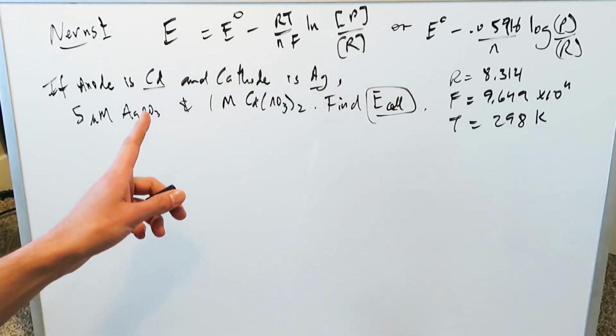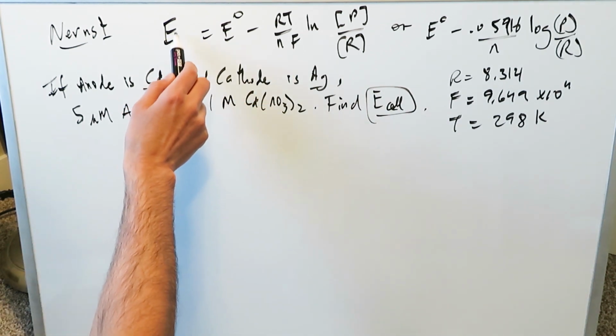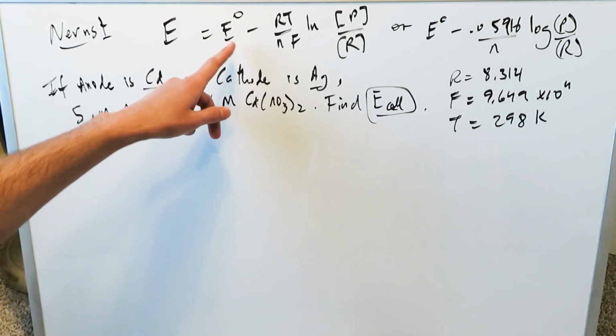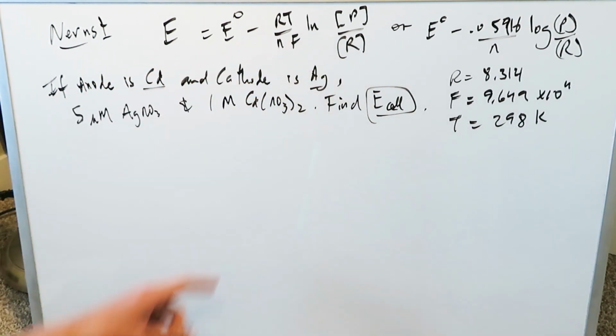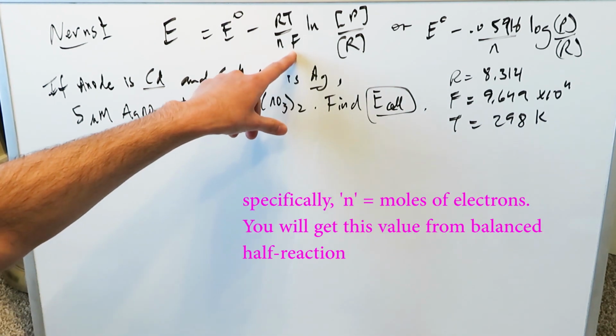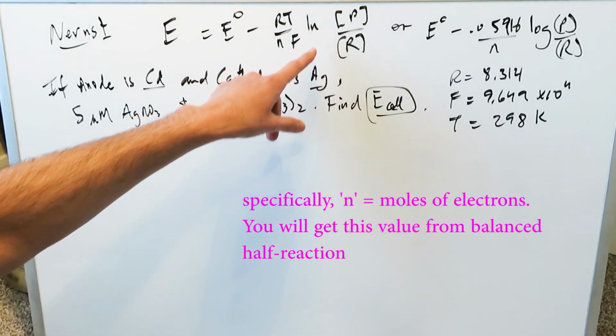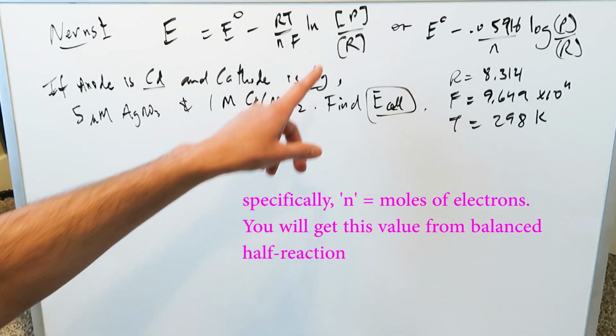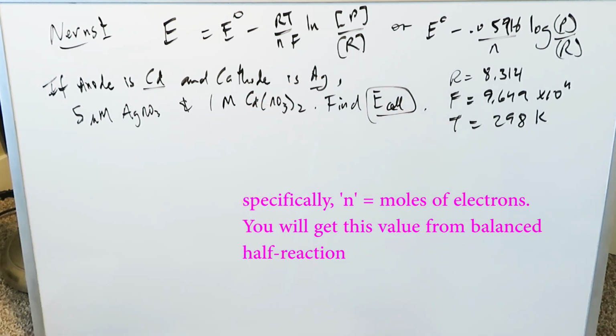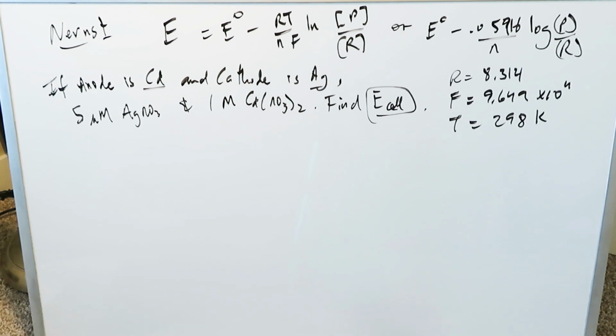You can see E. This can be the potential of an electrode, which is equal to the half cell potential minus RT over NF, the gas constant times the temperature divided by moles and the Faraday's constant, multiplied by the natural log of the quotient of your equilibrium expression. Now look at that equation right there.